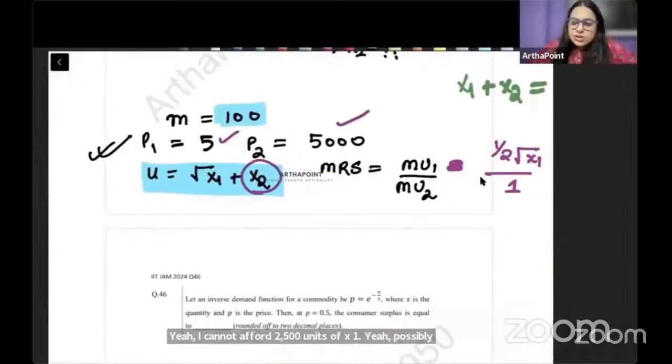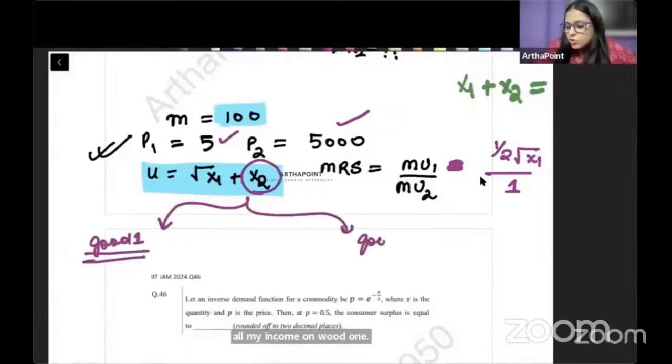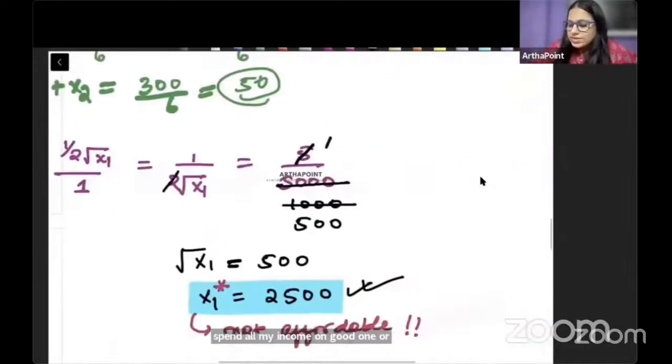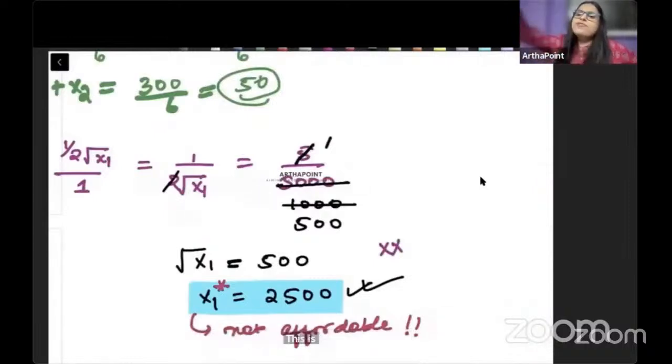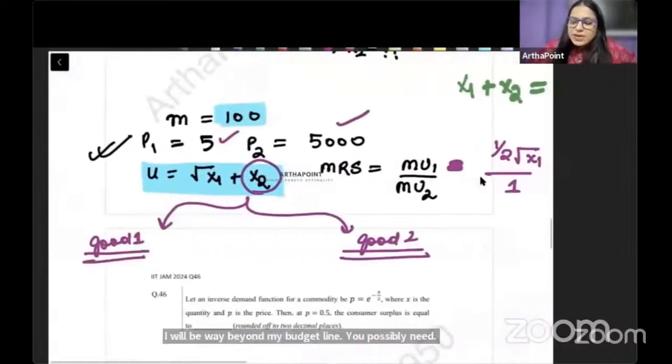Now two options remain: either I will spend all my income on good 1 or I will spend all my income on good 2. Listen carefully, children. This approach of MRS equal to P1 by P2 will not work; I will be way beyond my budget line. So either I spend all my income on good 1 or all my income on good 2.